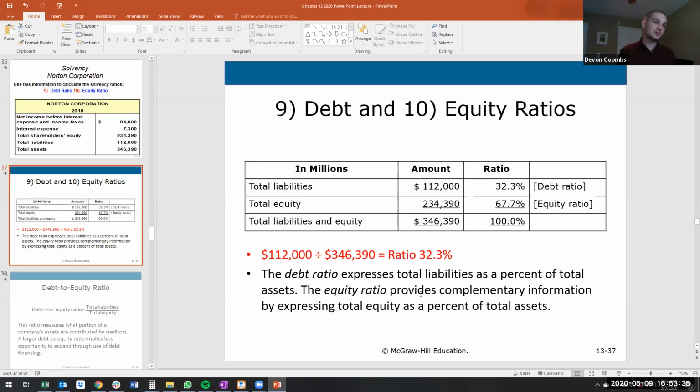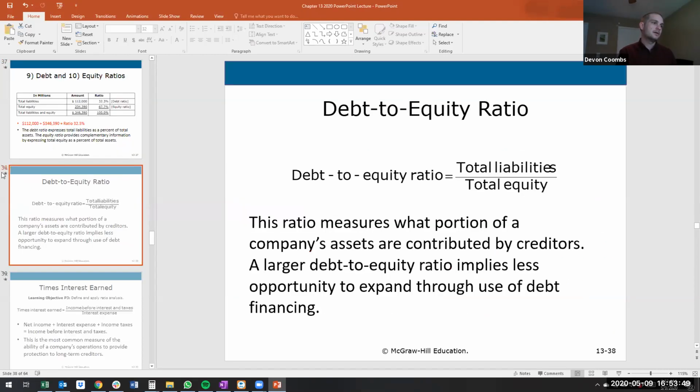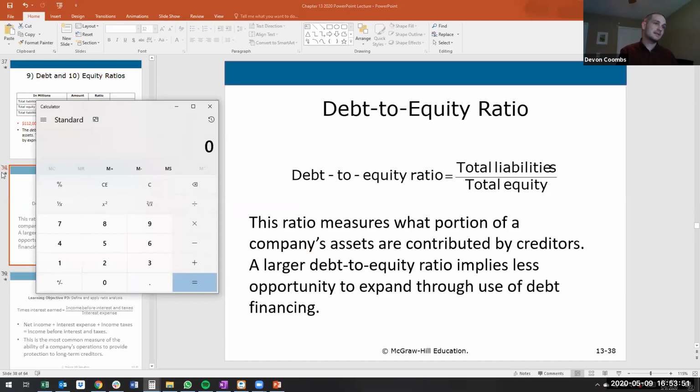The debt ratio expresses total liabilities as a percent of assets, and the equity ratio expresses total equity as a percent of assets. Relatively easy, so straightforward, right? Hopefully easy to remember. Debt ratio is just total debt to assets. Equity is total equity to assets. So total liabilities, and then debt to equity is total liabilities over total equity. And so this measures how much of the assets is going to be owed pretty much by the investors.